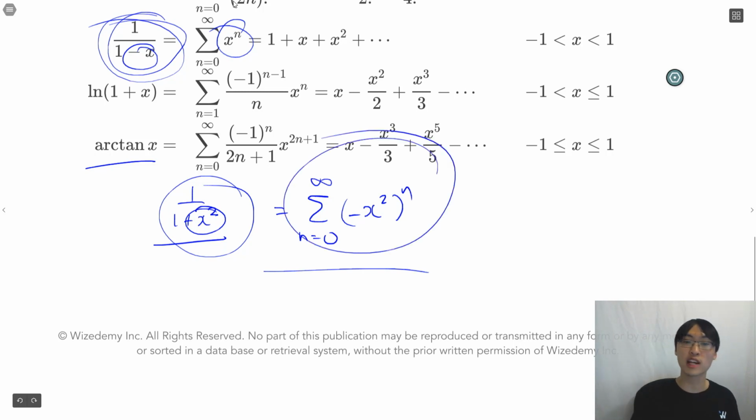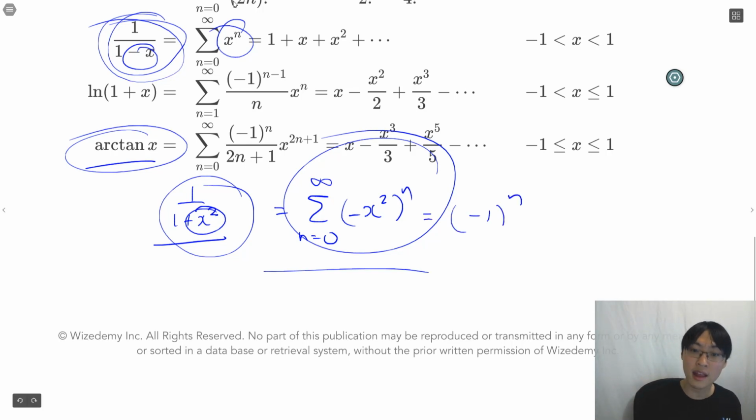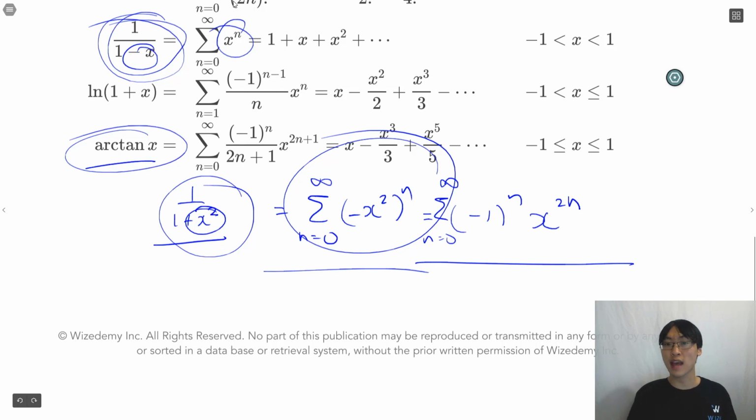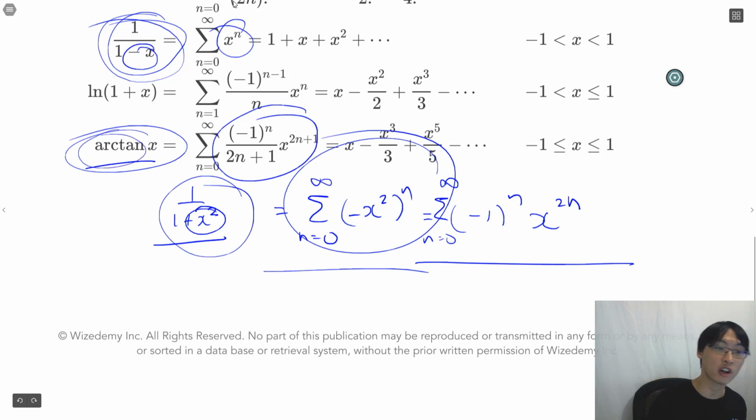Now, if you integrate this term by term, you will, in fact, get this arctangent series here. So this becomes minus 1 to the n x to the 2n, if I simplify this, summation n equals 0 to infinity. If I integrate x to the 2n, you get x to the 2n plus 1 divided by 2n plus 1. And lo and behold, that's exactly what you have term by term for the power series of arctangent x.